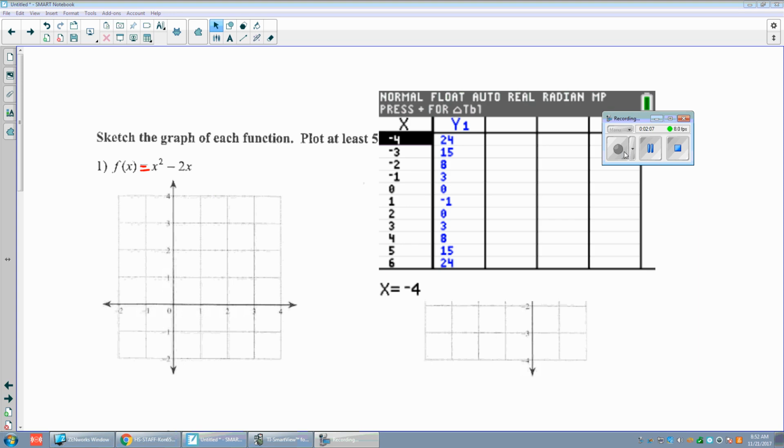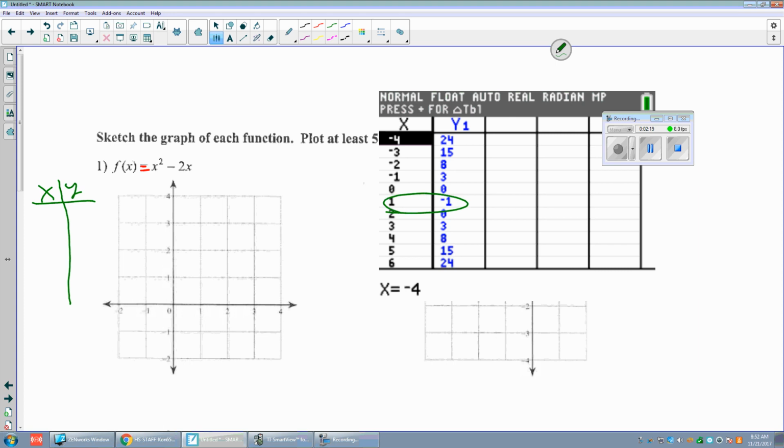It says plot at least 5 points. So do I have to? You have to write down the table. The axis of symmetry is going to be in the center of the table. 1, negative 1. And then we have the point 0, 0 above it, negative 1, 3. Now below, we have the 2, 0, and 3, 3. I just read it off the table. You write it down. You read it off your table.